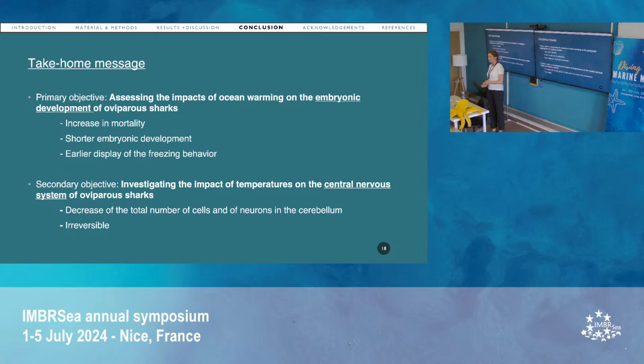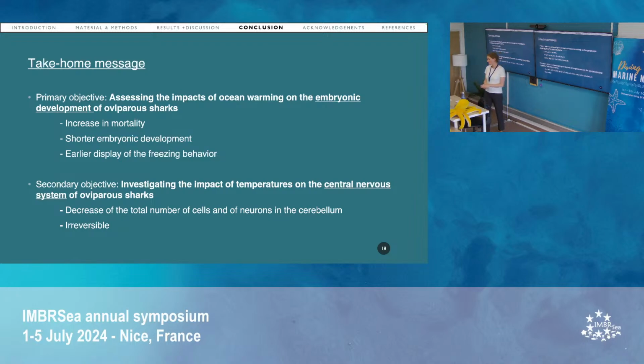And then secondly, we wanted to see if higher temperature was affecting the central nervous system of animals, by looking at the cerebellum, and the answer is yes as well, because there is a clear decrease of the total number of cells and number of neurons in their cerebellum.